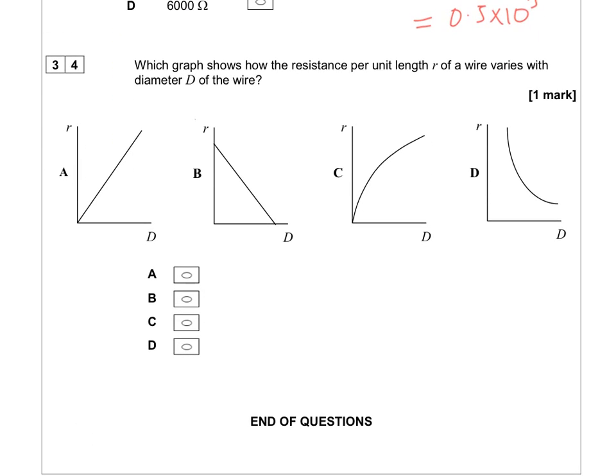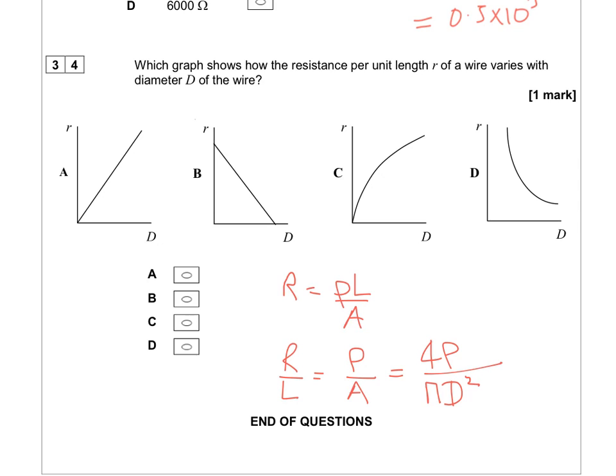And then last question. Which of these graphs shows how the resistance per unit length of a wire varies with diameter? Okay, so remember what we had earlier. Essentially we've got this equation. The resistance per unit length is just the resistivity divided by A, which would be the resistivity divided by pi d squared. You would divide it by 4 because it's pi r squared, so that would go on the top line.